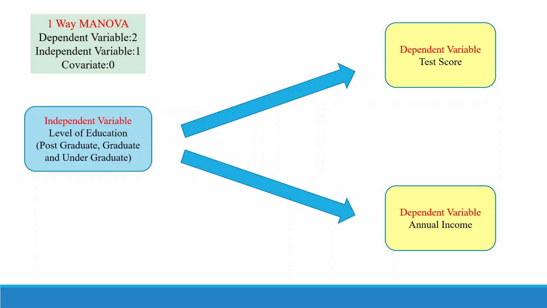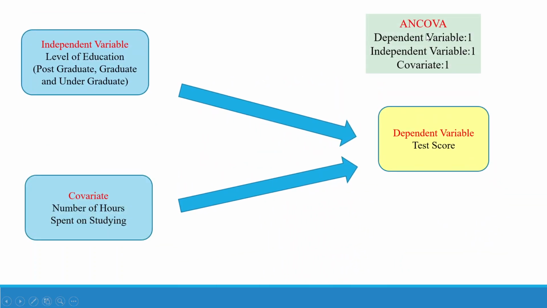The next is one-way MANOVA. One independent variable, two dependent variables. Independent variable, of course, is discrete. Dependent variable, continuous. So you can see a test score was already there, and another dependent variable has been added, which is annual income. So the objective can be to study the effect of level of education on test score and annual income. In previous case, in ANOVA, our objective can be to study the effect of level of education on test score, controlling the effect of number of hours spent on studying.